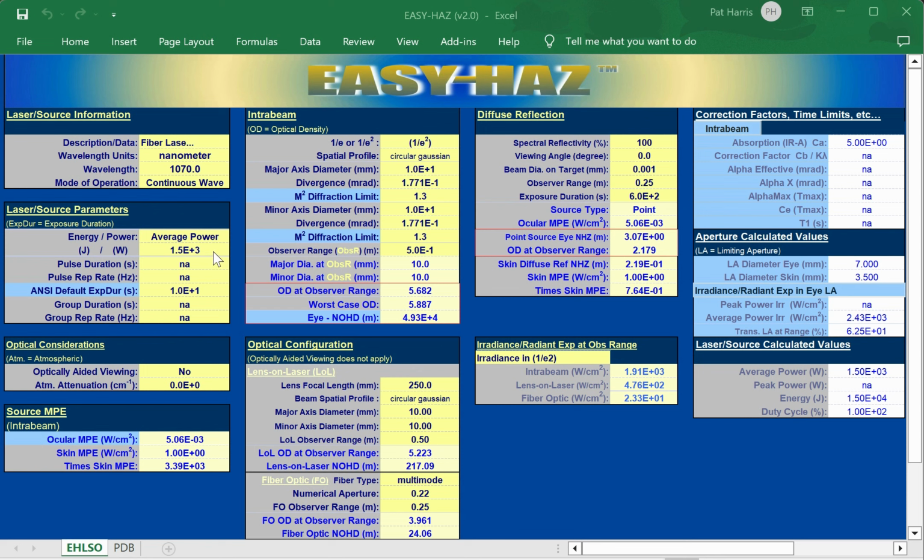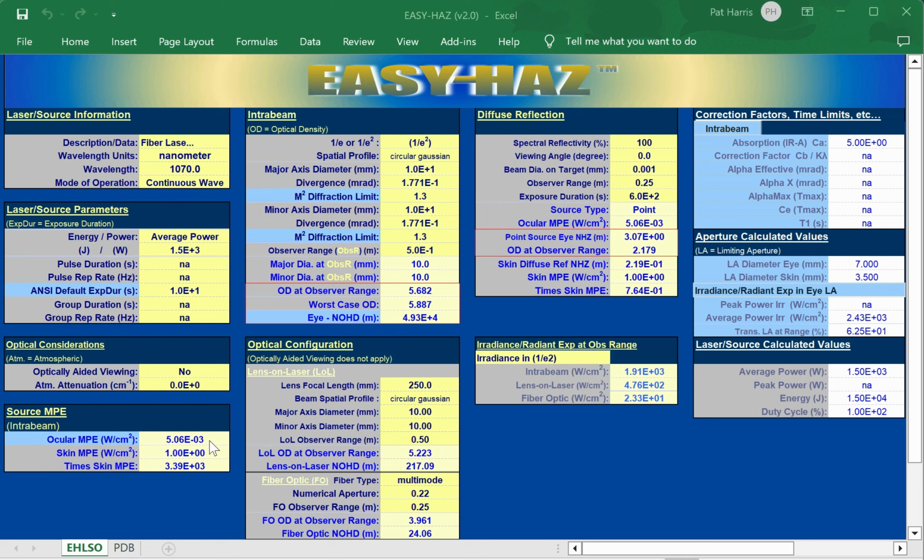For the exposure duration for doing our safety calculations, we're going to be using the ANSI default of 10 seconds for a near-infrared wavelength. And we're going to be able to characterize all the outputs of this laser. In other words, the output of the fiber, the collimated beam, and the lens on laser. We'll be able to do all this in one analysis.